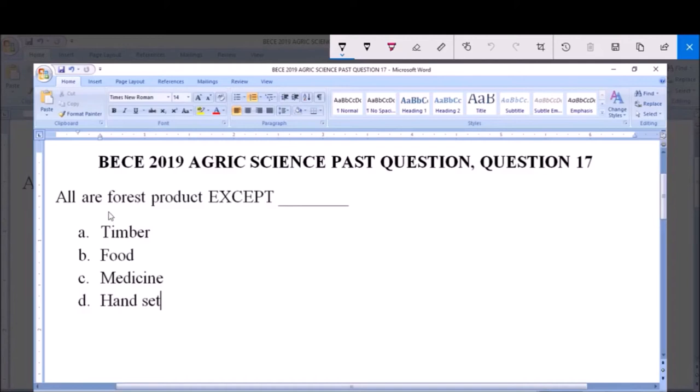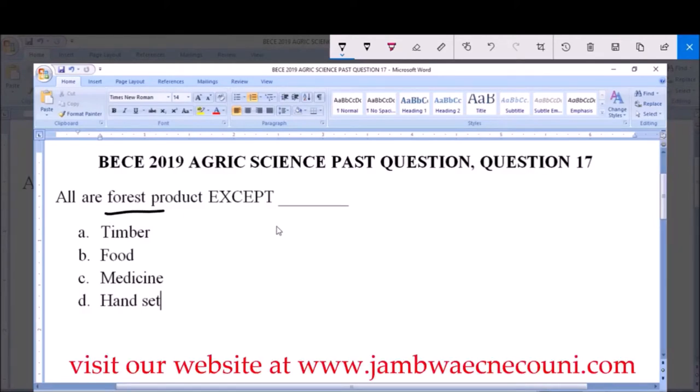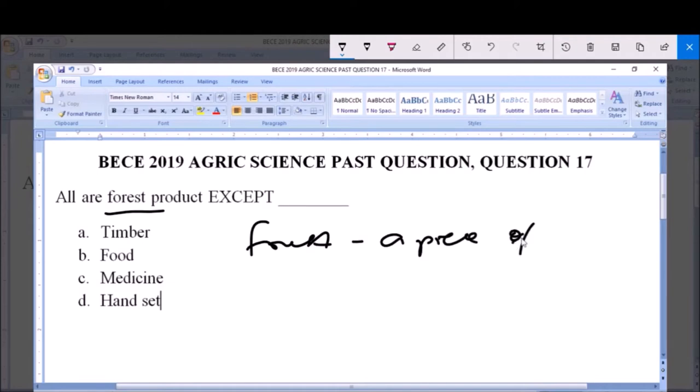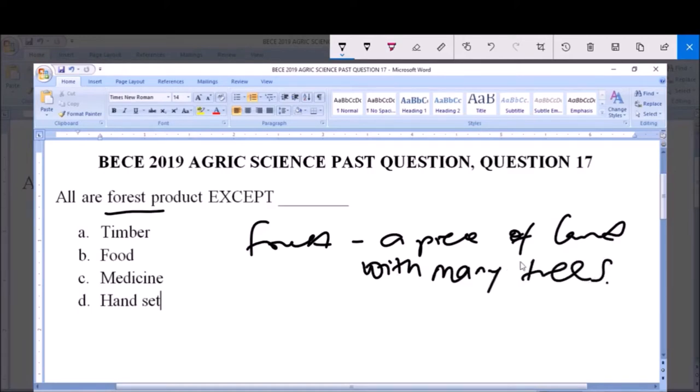Now, before we pick, what is a forest first of all? A forest is a piece of land with many trees. Forest simply means a piece of land with many trees. So that means we are asked to pick an option which cannot be gotten from a forest, which is not a forest product.